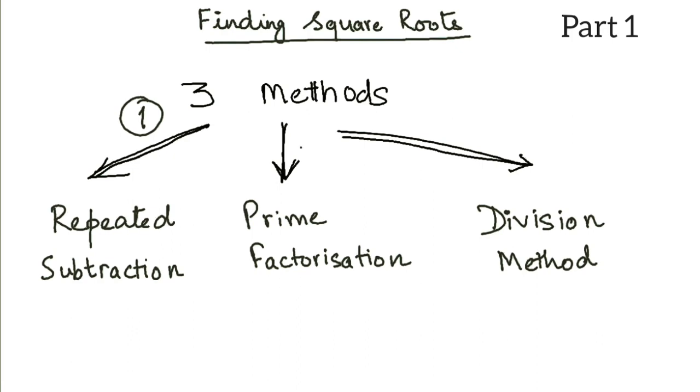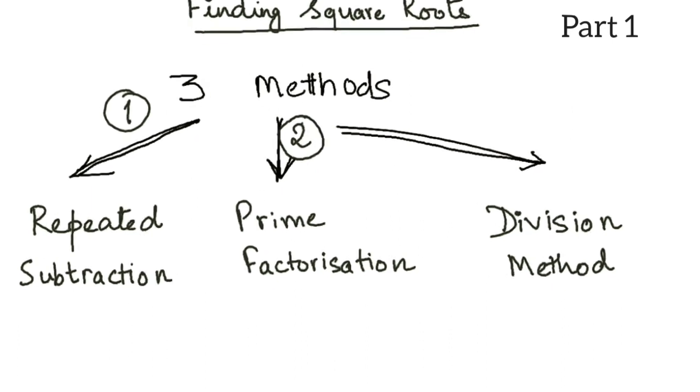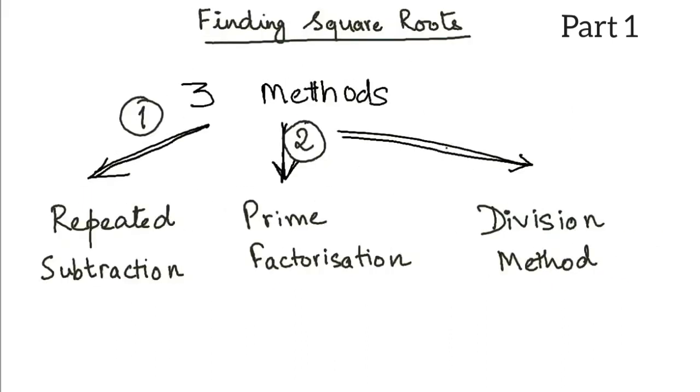So the second method is prime factorization, where we find the prime factors of a number, pair it up, then take out one number out of each pair, and then after multiplication we can easily find the square root. And the third method is the division method, that we will also learn in our next class. So let us start with repeated subtraction.